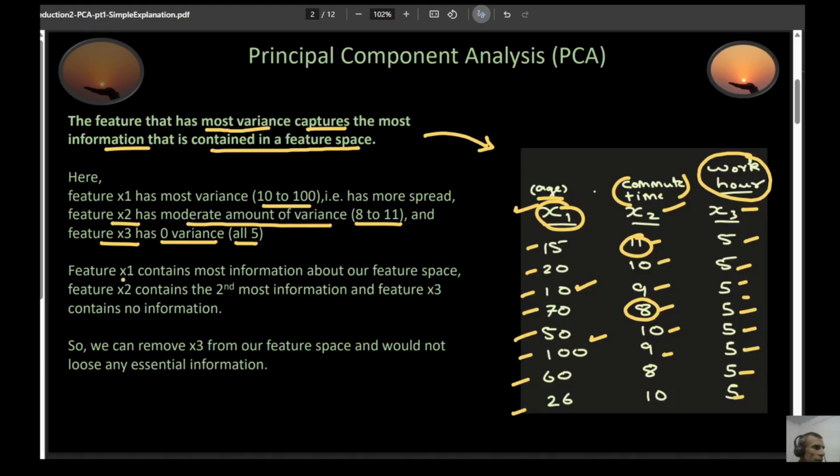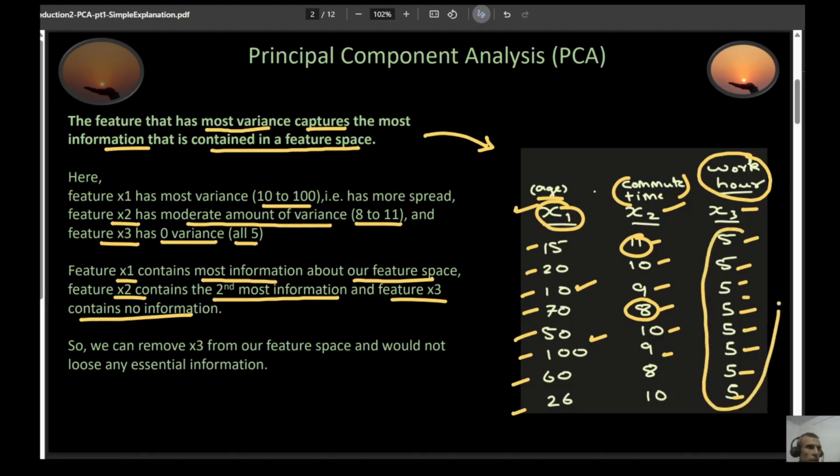So in other words, your feature x1 contains the most information about our feature space. Feature x2 contains the second most information about our feature space. And feature x3, on the other hand, contains no information because there is no change happening in your data right here. So the more change happening in your data, the more information is present inside that column. If there is less change in the data in a column, that means there is less information present inside that column. Here, I can safely remove my column x3, my feature x3, and I would not lose any essential information in this dataset.